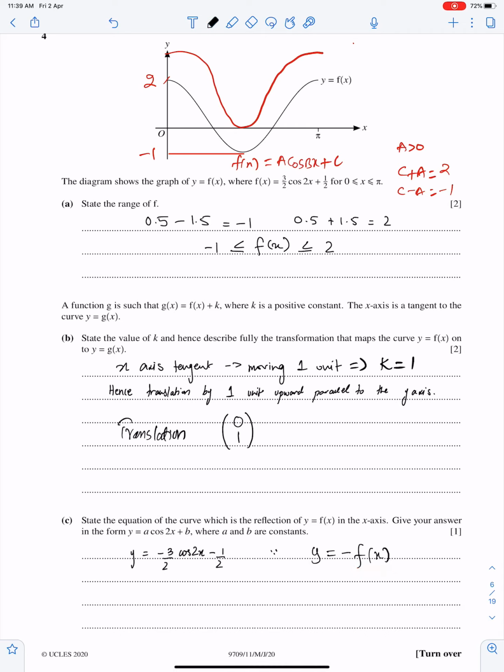Make sure you remember this structure. Whenever you reflect anything about the x-axis, you change the sign of the y-coordinate. You multiply your original equation by a negative sign to get the equation of the resultant function.